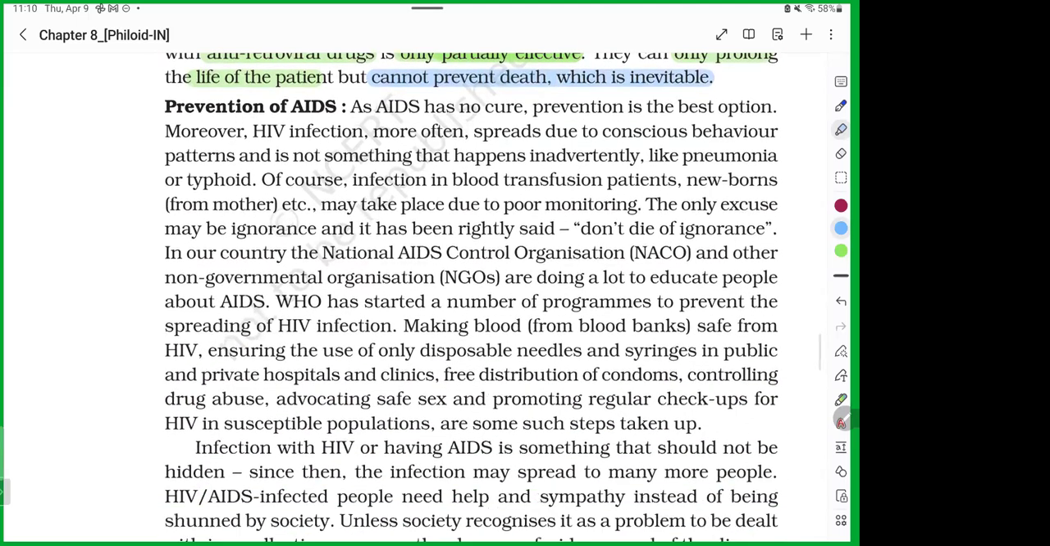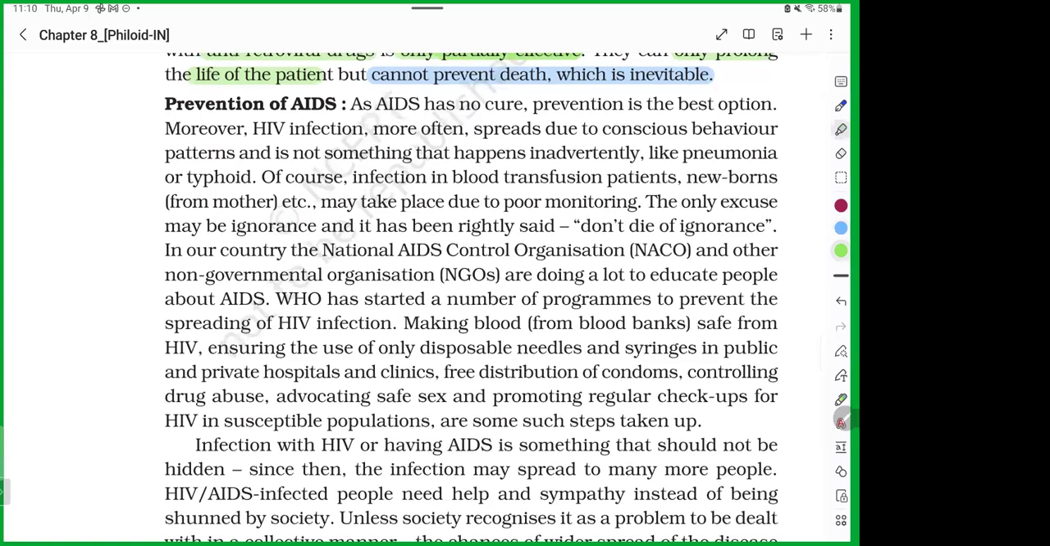Correct? Prevention. Because it has no cure, prevention is the best option. That's why in the case of HIV infection, a conscious behavior pattern is really, really important. It's not like pneumonia or typhoid where we can treat the patient and cure. No. Infection occurs through blood transfusion, so poor monitoring could be one reason. We have to make sure that whenever a mother is pregnant, there is a proper test for HIV. The only excuse is maybe ignorance, and rightly said, don't die of ignorance. When we know the thing, we should get it done.